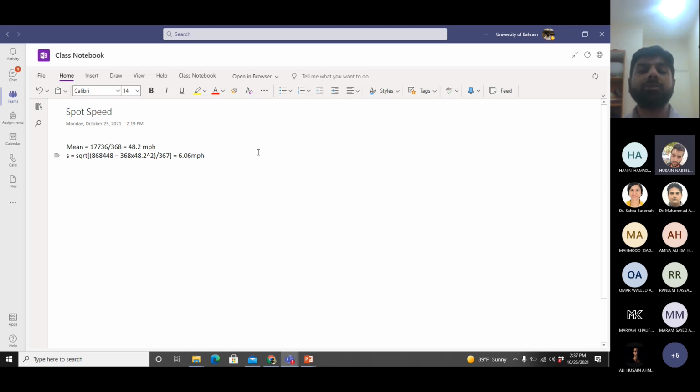Standard deviation units are again miles per hour. For the mean, the units were miles per hour because the speed was measured in miles per hour. For standard deviation you are taking the difference between the mean and the other values, so all values are in miles per hour. Taking the difference of miles per hour will give you miles per hour. So the units of standard deviation are miles per hour. There's no conversion here; all units are consistent.